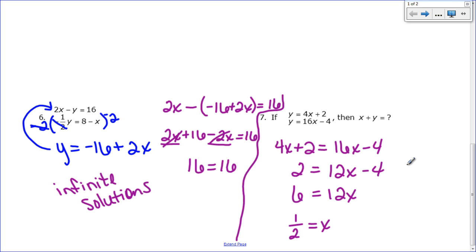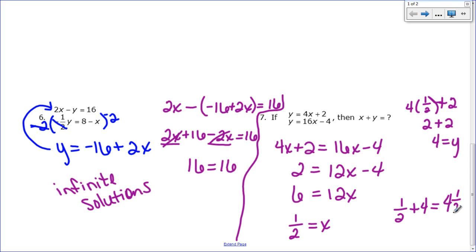Now I've got to find y because I've got to have that to solve my problem. So I'm going to plug it back in, and it doesn't matter which equation. I'm going to do the top one because the numbers are smaller, and it's a plus and not a minus. So I'm going to do 4 times 1/2 plus 2. Well, 4 times 1/2 is 2, and 2 plus 2 is 4. So that tells me that y is equal to 4. So to find x plus y, I have to do 1/2 plus 4, which is equal to 4 and 1/2. So there is what that problem equals.